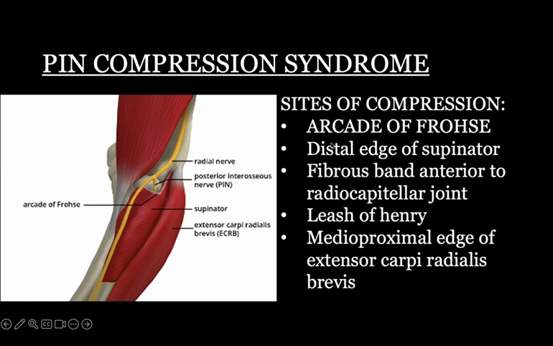So what are the sites of compression? The first one, and the most common one, is the arcade of Frohse. It is the most superficial layer of the supinator muscle, and here mostly the compression of the posterior interosseous nerve occurs. Other than that, the distal edge of supinator, the fibrous band anterior to the radiocapitellar joint, and the leash of Henry, which is the radial recurrent artery and its venae comitantes, which can compress over the posterior interosseous nerve, and the other one is the medioproximal edge of the extensor carpi radialis brevis, which we can see in this image.